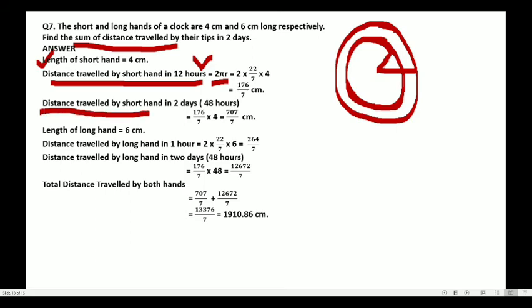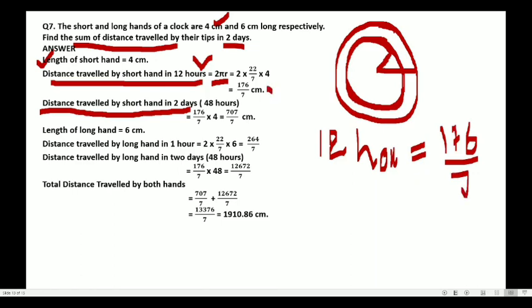Now what is the distance traveled by the short hand in 2 days? Because it is asked, the short hand which is 4 centimeters in length covers the distance in 2 days. We have to find the sum of the distance traveled by both the long hand and short hand of the clock by their tips in 2 days. So the distance traveled in 2 days will be what? This is in 12 hours. This is 2 pi r. So 2 days means 48 hours. Let me solve it. In 12 hours, the distance traveled is 176 by 7.